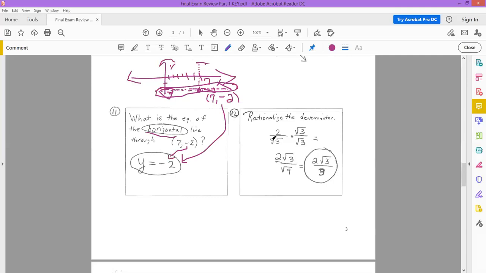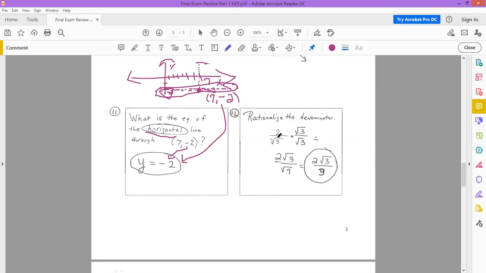Now for number 12, we're asked to rationalize this denominator. That means get rid of the square root. To do that, we're going to multiply the square root of 3 times the numerator and denominator. Whatever that denominator is, if that would have been the square root of 5, we would have multiplied the numerator and denominator by the square root of 5. That's how you get rid of the square root, multiply it by itself.